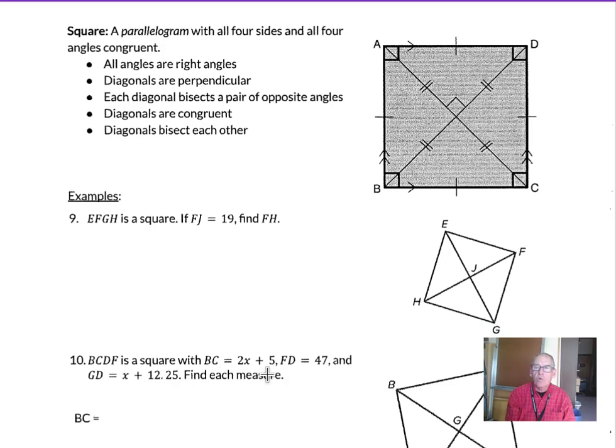Okay, now we're going to talk about squares. Squares are parallelograms. So that means opposite sides are parallel, opposite sides are congruent, opposite angles are congruent, diagonals bisect each other. That all comes from it being a square. In addition, a square is a rhombus, and a rhombus has all congruent sides, and the diagonals are perpendicular bisectors of each other. So that's the additional information.